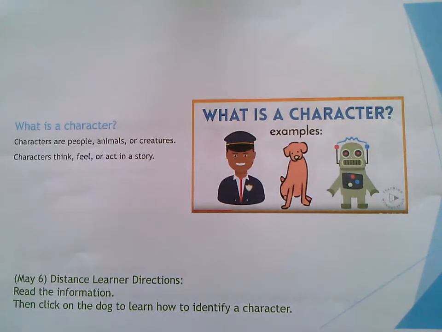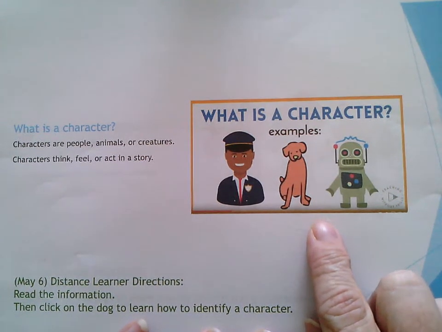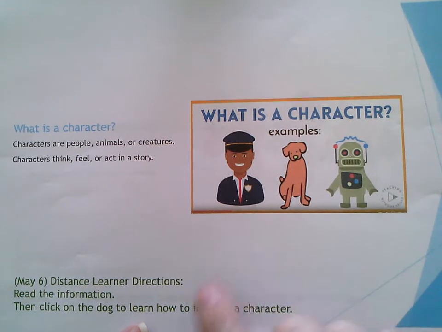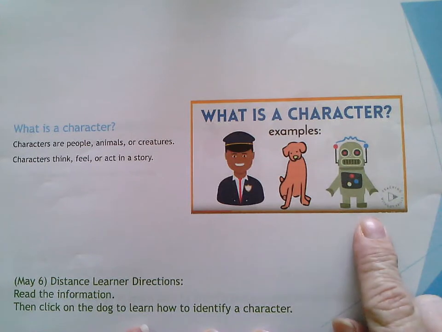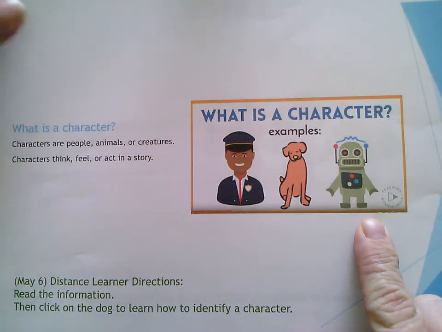So if we talk about what is a character, characters are people, they can be animals, any kind of creature in a story, and a character will also think and feel and act a certain way in a story. Okay, so if you look on our graphic or our picture, here's a person. This looks like a police officer. He could be a character in a story. Here's an animal, a dog, even a robot. So those types of examples show that characters can come in many different forms.